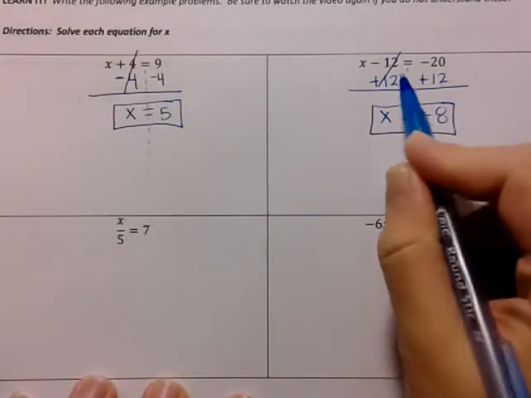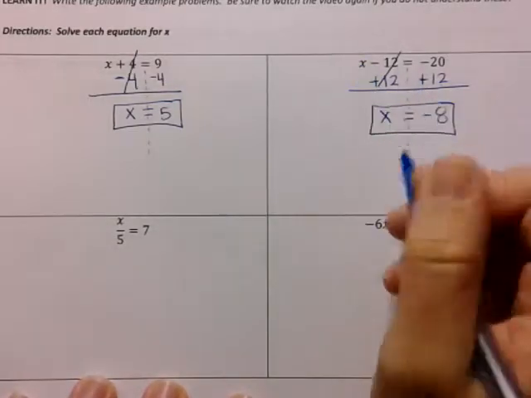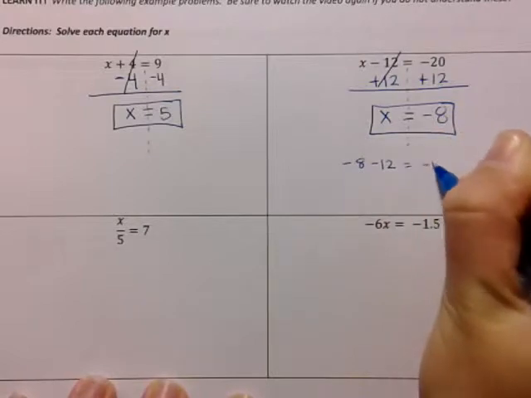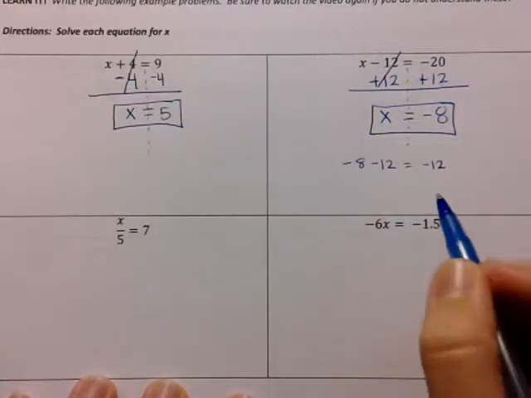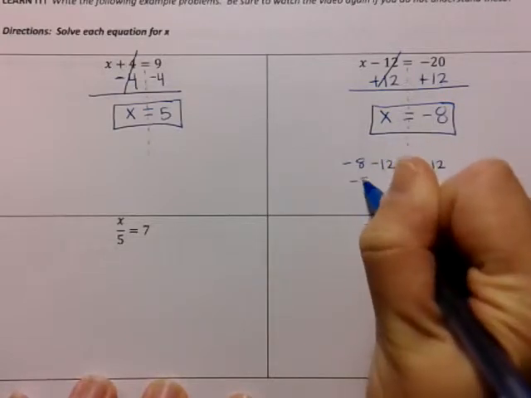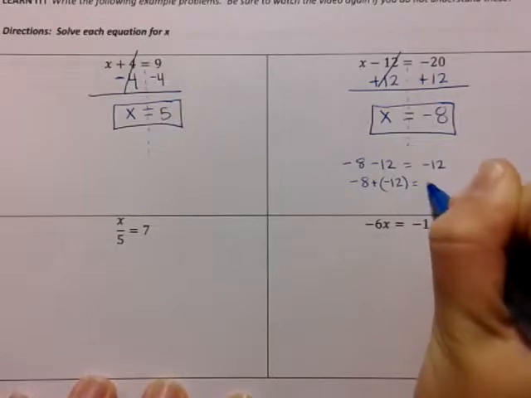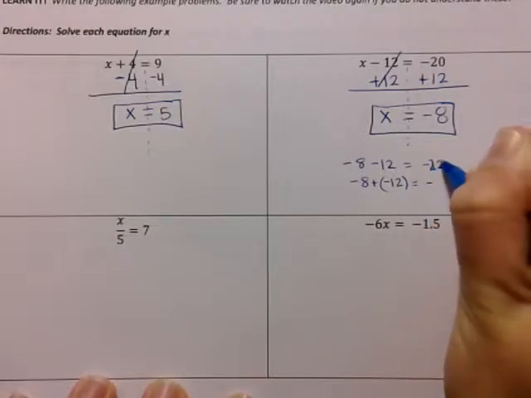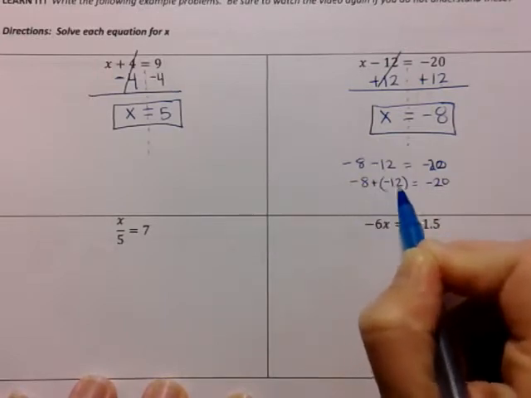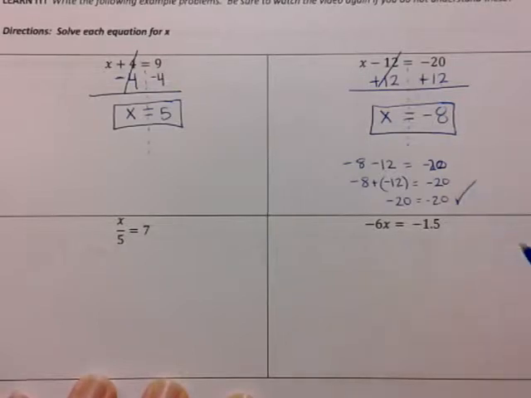Now I can check my answer by plugging it back into my equation. So if I plug in negative 8 where x is, I have negative 8 minus 12 equals negative 12. Now let's see if that's true. Negative 8 minus 12, or negative 8 plus a negative 12 equals negative, I wrote this wrong, negative 20. Well, negative 8 plus negative 12 does equal negative 20. Negative 20 equals negative 20. We did it correctly.